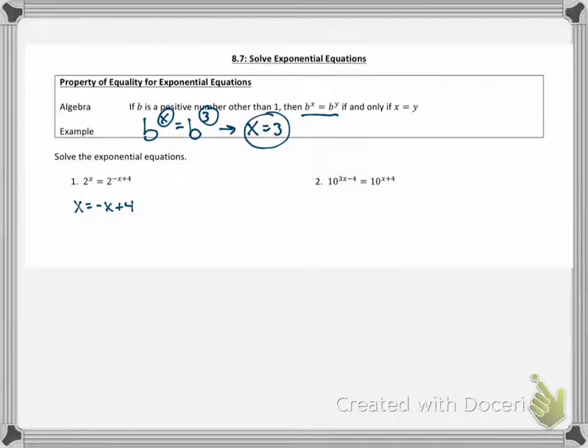You know how to solve an equation like this. You've been doing this for 100 years. Let's get the x's together. So I'm going to add x to each side. 2x equals 4. Divide by 2. The x value is 2.